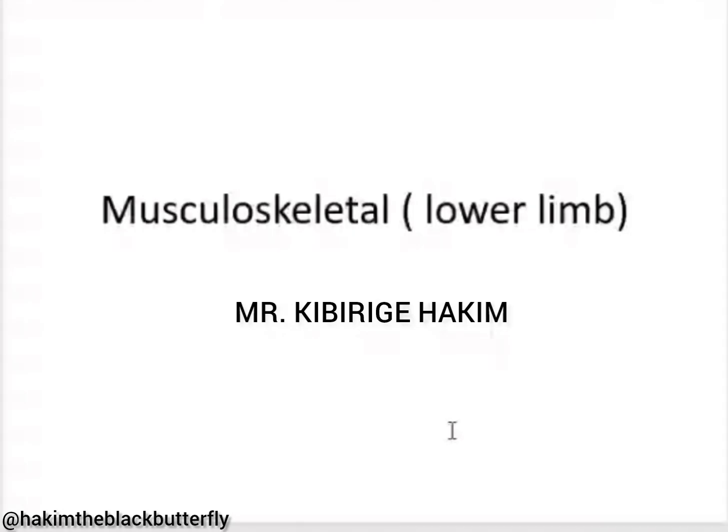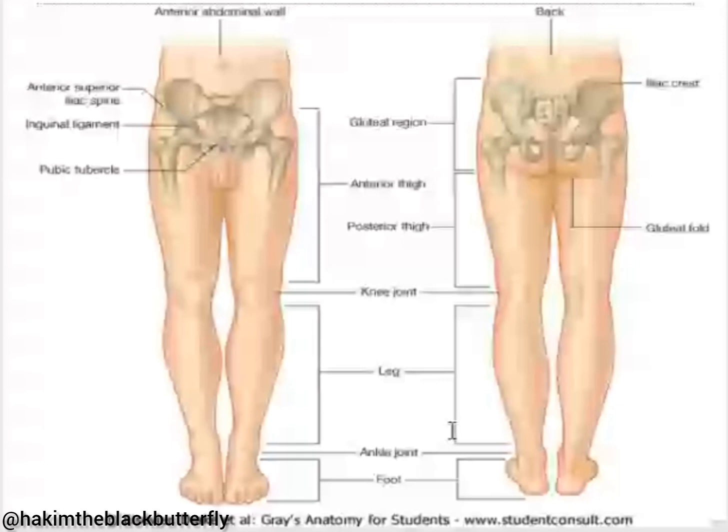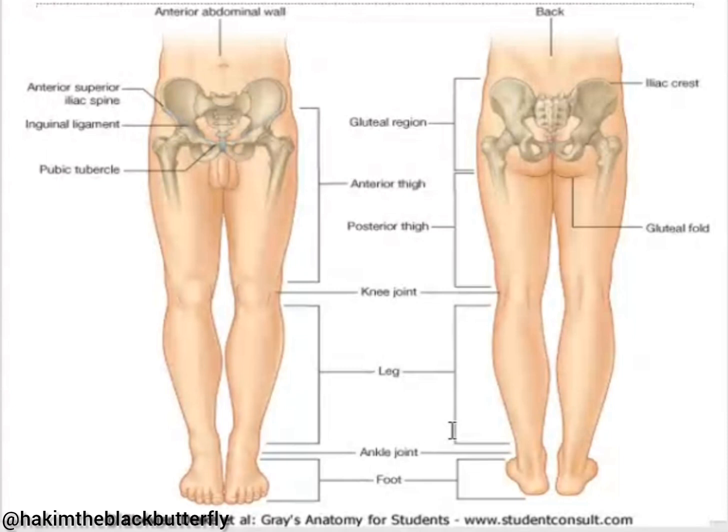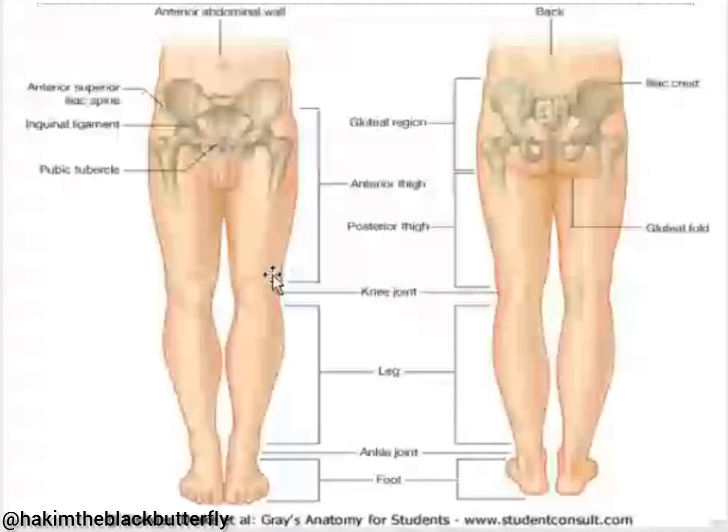We are going to begin our discussion on the musculoskeletal anatomy of the lower limb. The regions of the lower limb, you must know them because we are going to be looking at this musculoskeletal anatomy in regions. For example, you must know the thigh, which is between the hip joint and the knee joint, the leg, which is between the knee joint and the ankle joint, and distal to the ankle joint we have the foot.